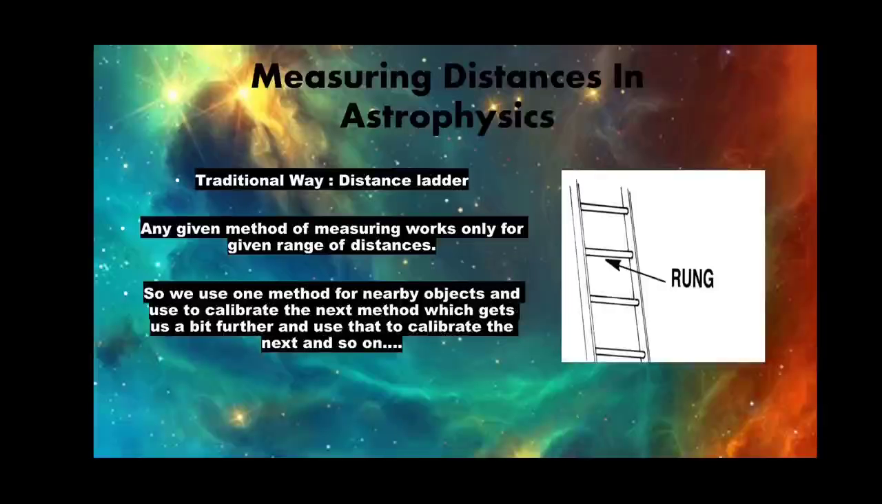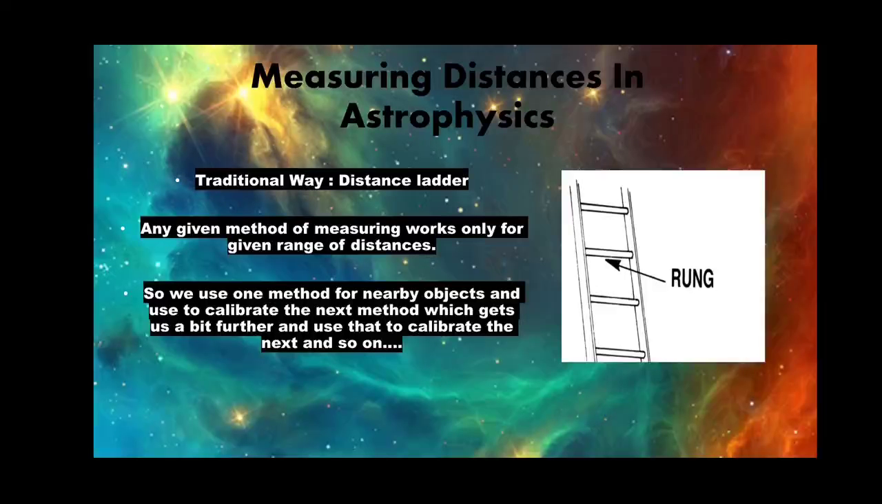So today I'm going to do a small seminar on the topic measuring distances in astrophysics. The traditional way of measuring distances in astrophysics is known as the distance ladder. Any given method of measuring how far an object is works only for a given range of distances. So what we do is we use one method for nearby and use that to calibrate the next method, which gets you a bit further, and use that to calibrate the next, and so on. It can be considered as rungs in the ladder.